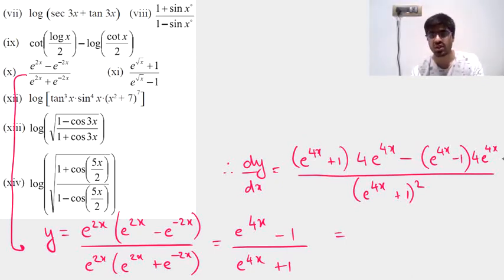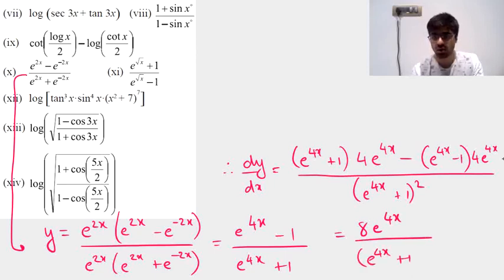So e power 4x minus e power 4x gets cancelled. 1 minus of minus 1, that is 1 plus 1 makes it 2. That 2 gets multiplied with 4 e power 4x, which was taken out. That makes it 8 e power 4x divided by (e power 4x plus 1) the whole square, and this is the final expression of dy by dx.